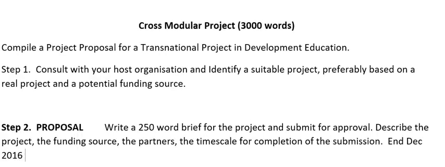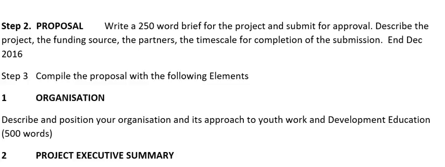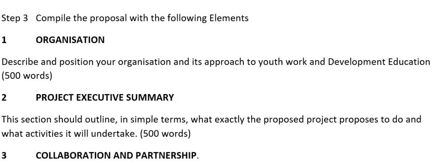What we would recommend is that if you do find an application process, you use that. If you don't, we would recommend you use this proposal, which is from the Irish Aid Development Education funding round. And I'll give you the different steps that would need to be taken to put together a credible application. So what you need to do first of all is put in a 250 word brief for your project. The next thing you need to do is describe the position your organisation and its approach to youth work and development education.